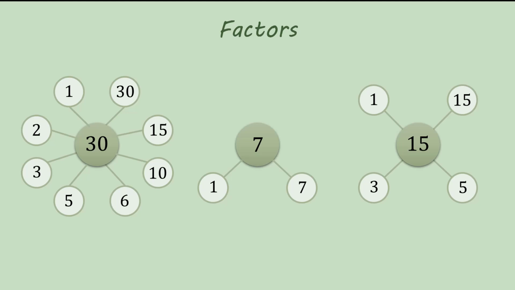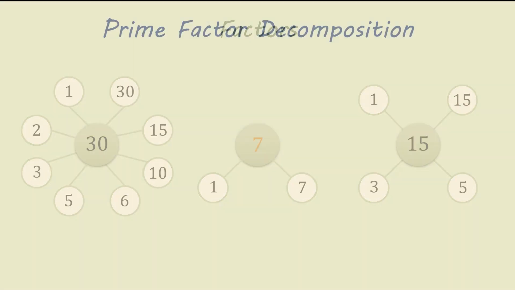Now remember that a prime number is a number which has only 2 factors, 1 and itself. That means 7 is a prime number. Remember this, as we'll need to know about prime numbers for the next section. Let's move on to something called prime factor decomposition. This means decomposing or breaking down a number by writing it as a product of prime numbers, or more specifically, the product of its prime factors.